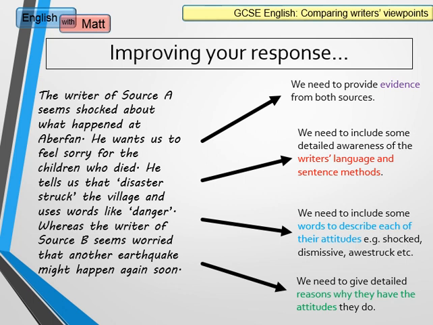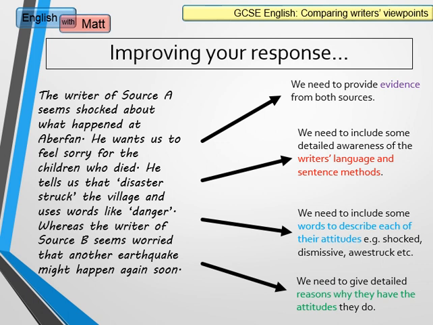The writer of source A seems shocked about what happened to Aberfan. He wants us to feel sorry for the children who died. He tells us that disaster struck the village and uses words like danger, whereas the writer of source B seems worried that another earthquake might happen again soon. They're comparing. They've got some quotes, but they haven't really told us in a lot of detail why they have those attitudes, and they haven't really developed it.